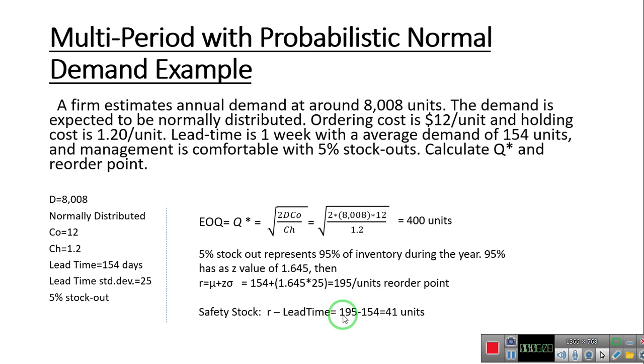So if you order at 195, that means that for the week after, while you're waiting for the new inventory, you're going to use 154 units. That means 41 units is your safety stock. That's the stock that will, on average, keep you from having a back order 95% of the time. In other words, if you keep 41 units in inventory, you're only going to have a back order 5% of the time.